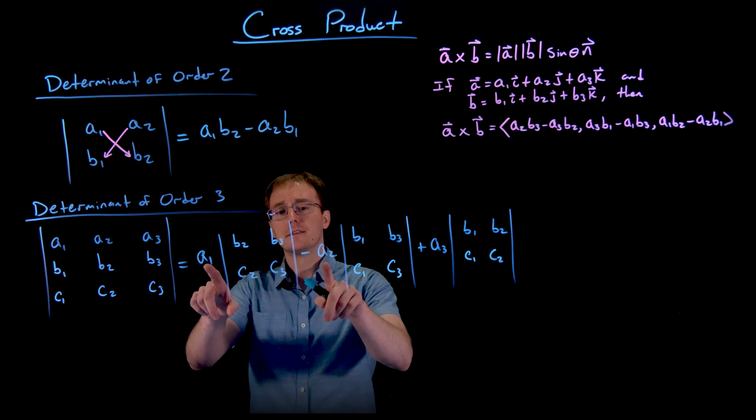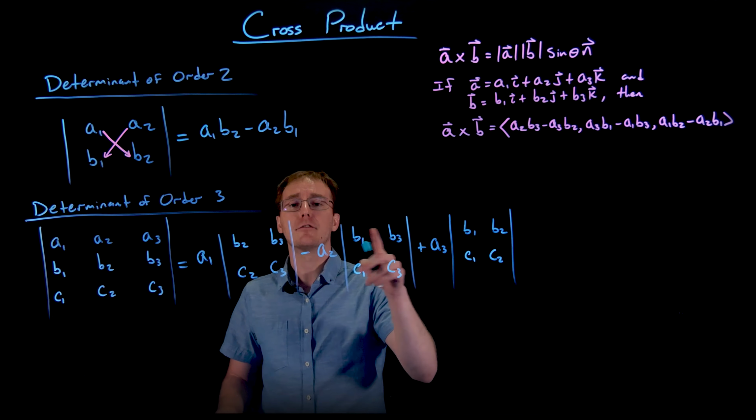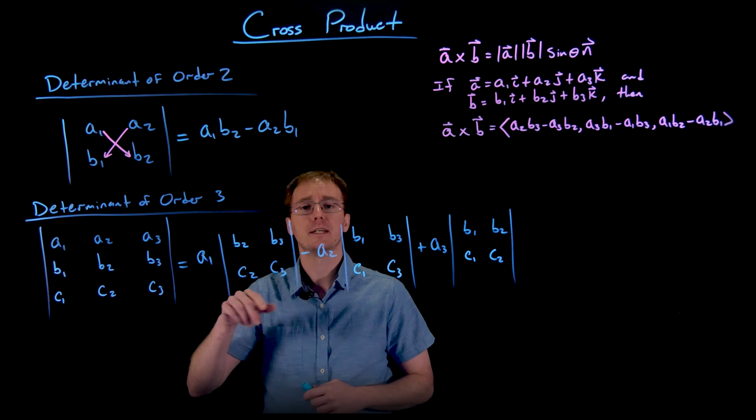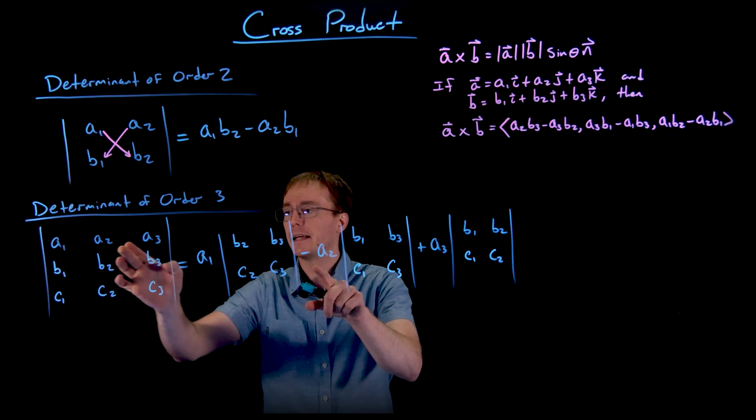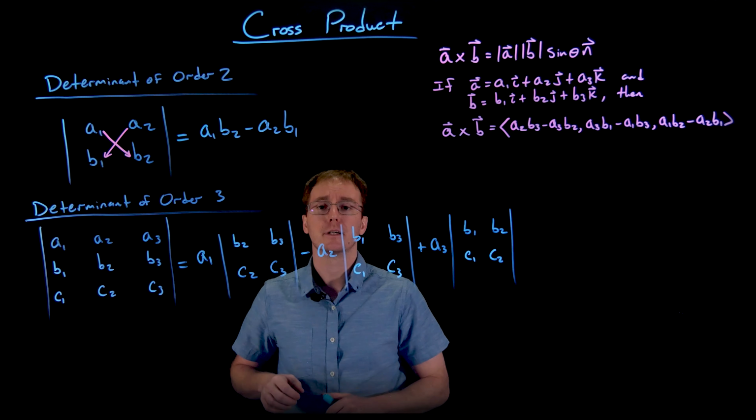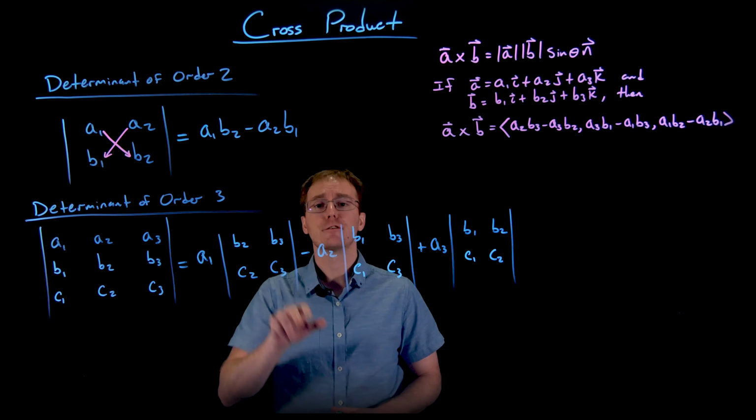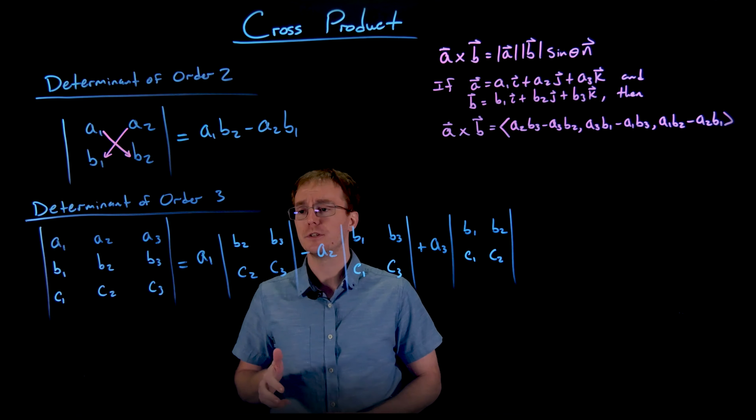Notice these coefficients that we bring out in front of the order 2 determinants are just the entries across the first row of our order 3 determinant, and they're alternating in sign. So it starts with positive A1, then negative A2, and positive A3. What I want us to notice next is this first order 2 determinant, the B2, B3, C2, C3 determinant.